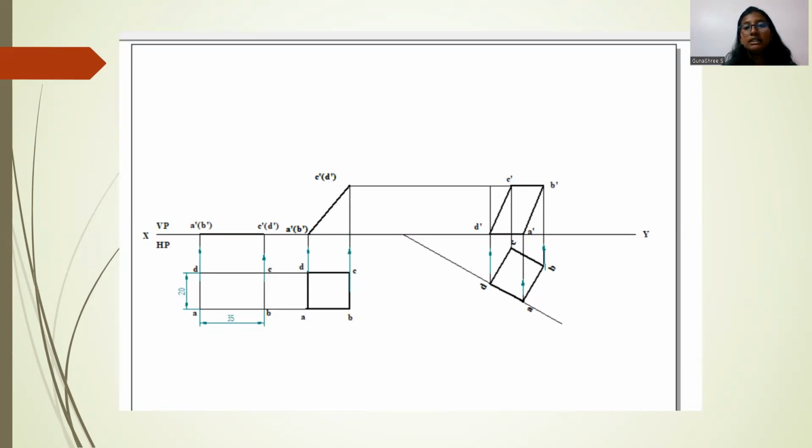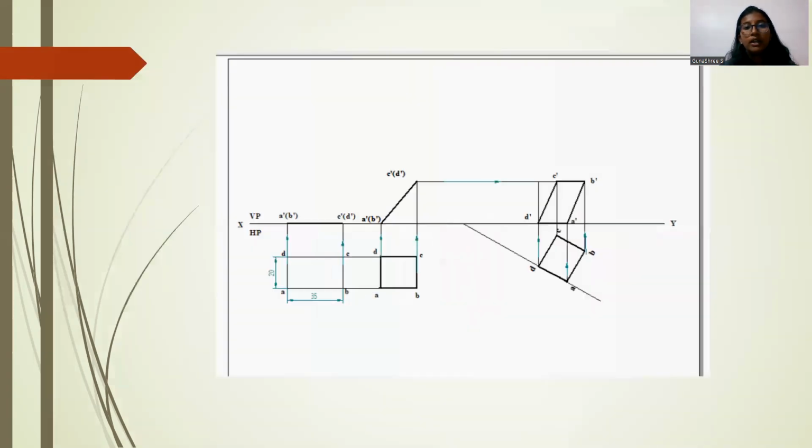After this, thicken the lines which touch A dash, B dash, C dash, D dash, and then A dash. Join all these lines. So this completes the question. That is, a rectangular lamina of 35 into 20 mm sides, which is resting on VP with 35°, and this is what will appear as a top view in the view.